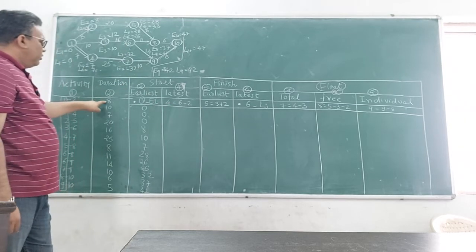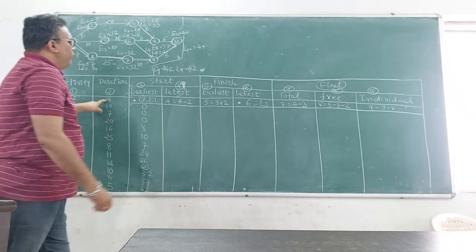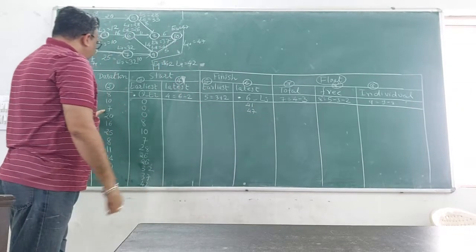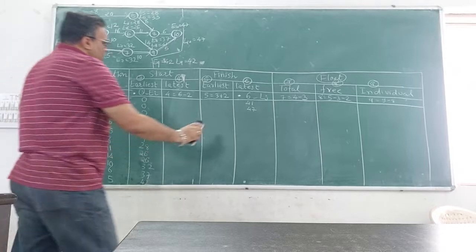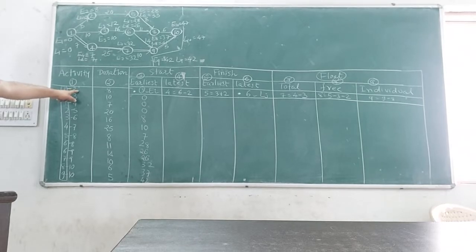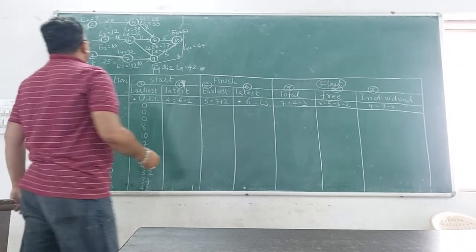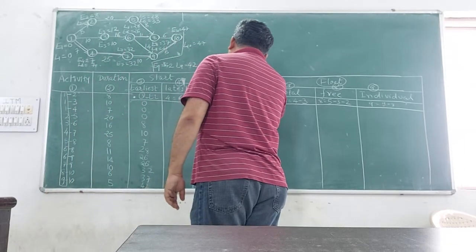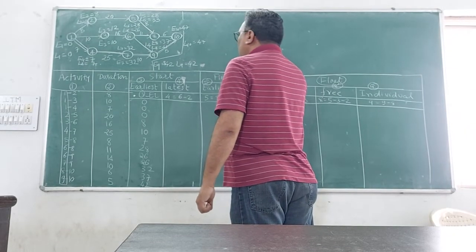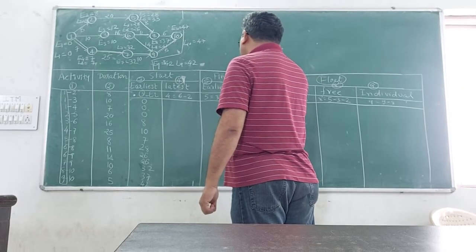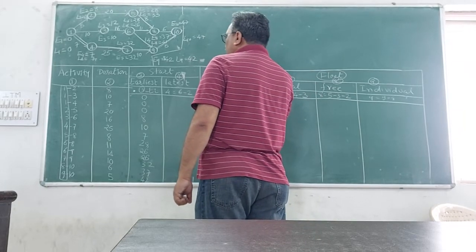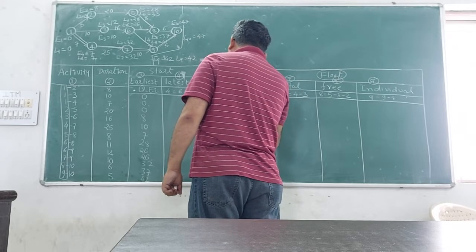So let's start. What is the value of L8? 41. Then L10, 47. Again my mistake. We have to look at this value in the activity. L2, how much? L2 is 13. Then L3, 12. Then L4, 7. Then L5, 33. Then L6, 28.